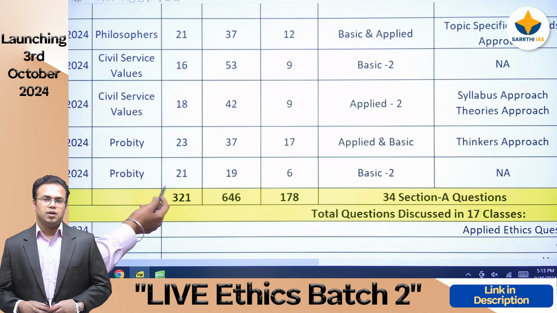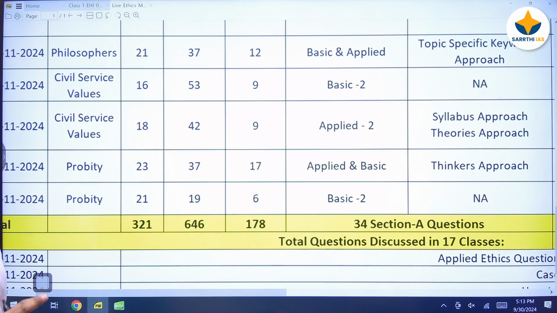So 321 is the total number of pages of notes that you will get. You will not be required to make separate notes. I repeat, you will not be required to make separate notes.